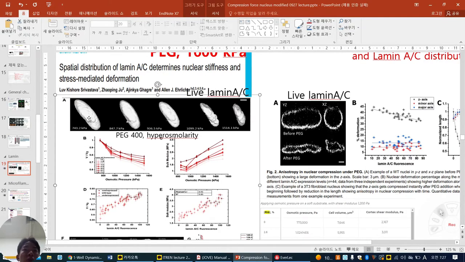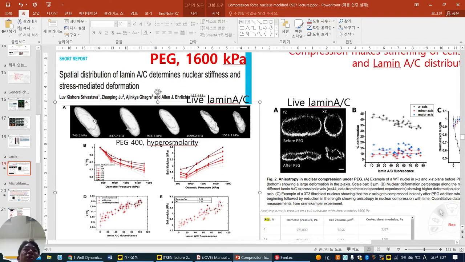Okay, so the original osmolarity is around 300 or 400, and then they induce more osmotic pressure. While they are inducing more osmotic pressure, when you track the laminase level, the cells shrink more. Okay, and compared to the original volume, the volume is decreased, and then the bulk modulus, the elasticity of the cell, is increasing. And then laminase fluorescence also increases while compressed. Okay, this is also well known.